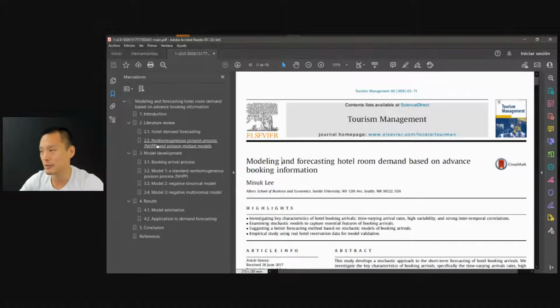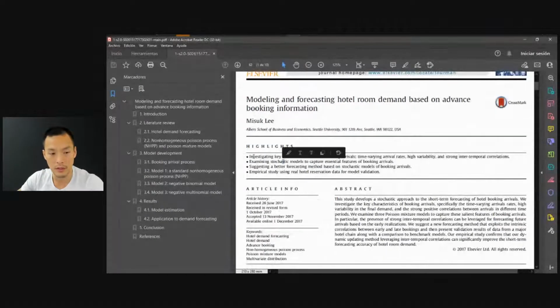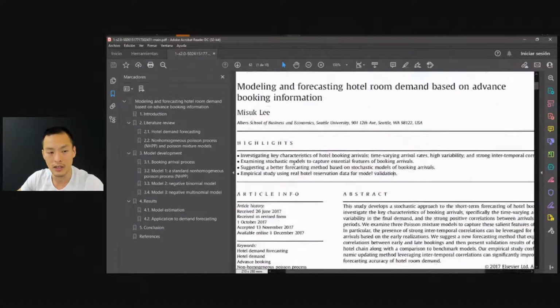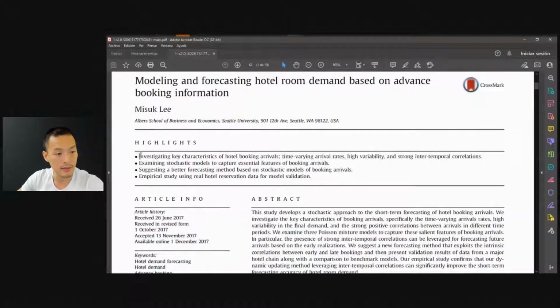You already know what the structure is going to be like. You already know what you should be looking for, right? So that's the title. That's the structure. The next thing you're going to read, especially for a better paper, is the highlights, which is fantastic because it's pretty much all you need to know about the paper. You go, this paper is, I'm going to collapse the structure, investigating key characteristics of hotel booking arrivals: time varying, high variability, and strong intertemporal correlations.